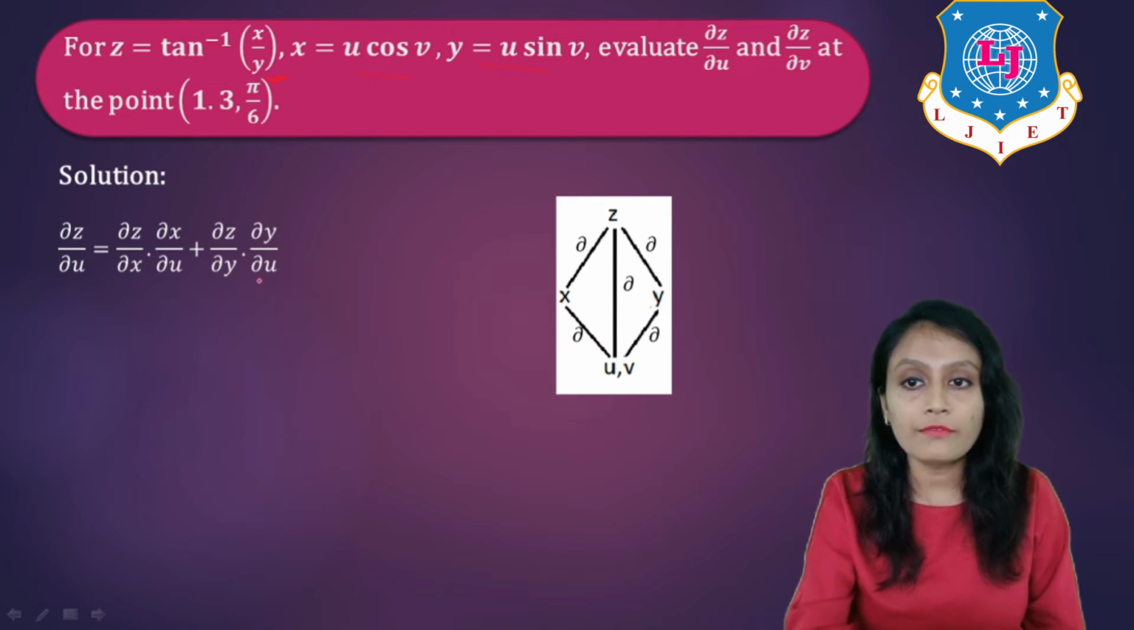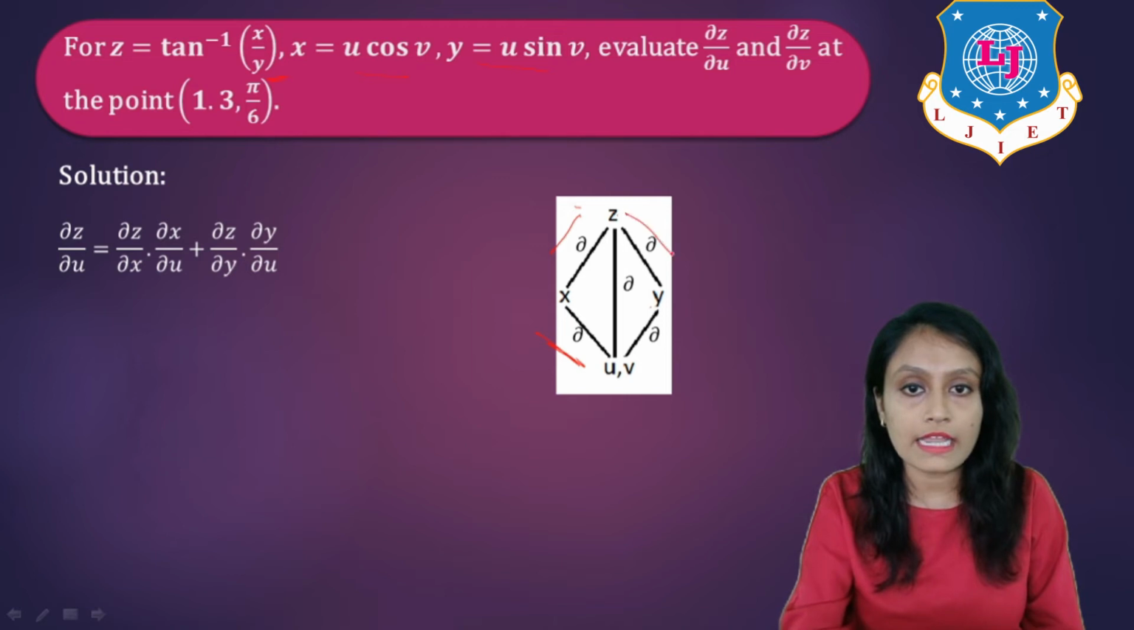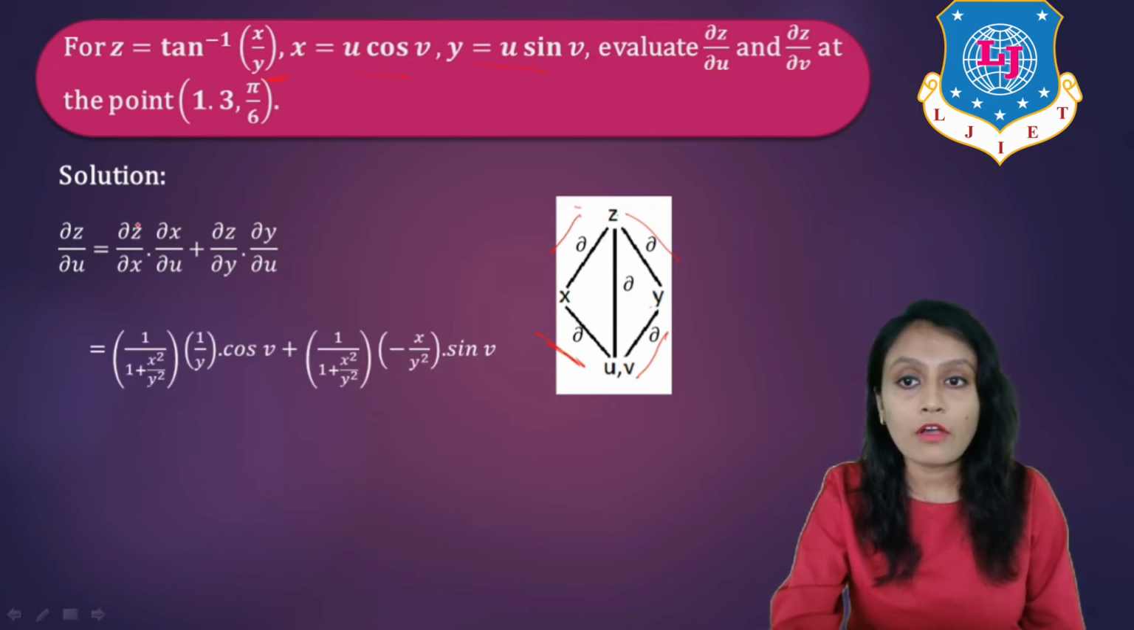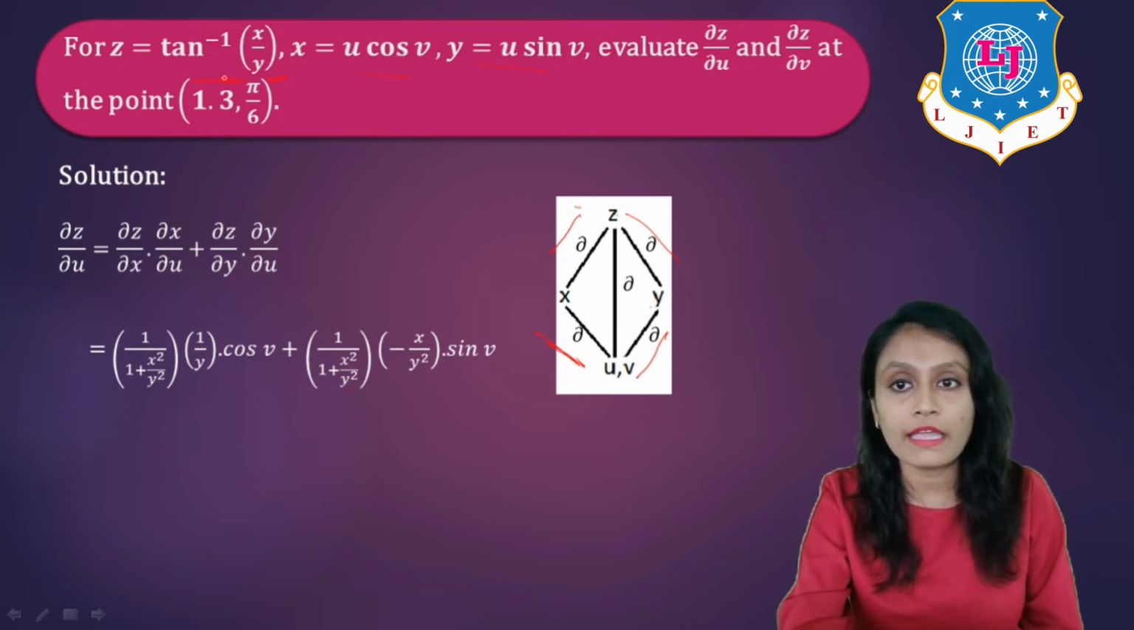Now we have to find del z by del u. So firstly we'll move from here, that is del z by del x into del x by del u, that is the first term, plus the next one, del z by del y into del y by del u. So this is our second term. Next, the derivative of z with respect to x, where we have to keep y constant.